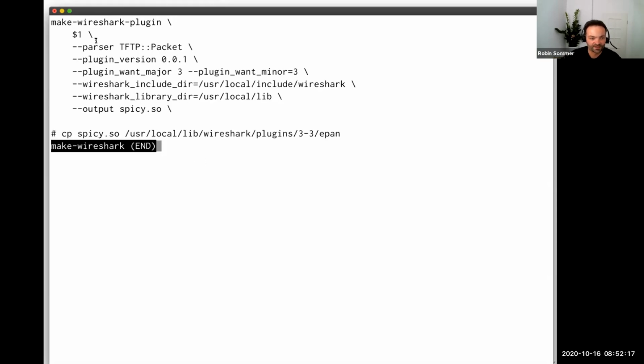And this is a command line. So the actual script, we wrote a script, make Wireshark plugin, that receives a spicy file, just like this TFTP spicy that I was just showing. Some more info about Wireshark, the installation, and where it should pass, just as you saw in the EVT file, and it outputs a Wireshark plugin.